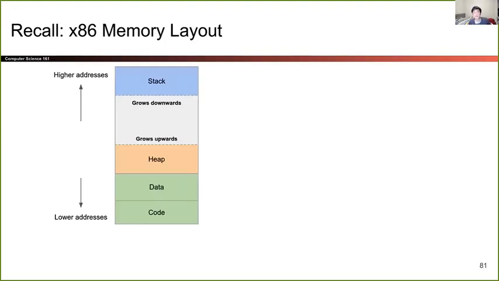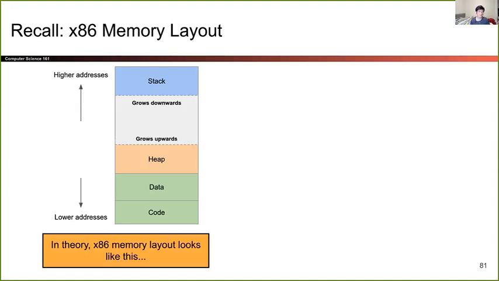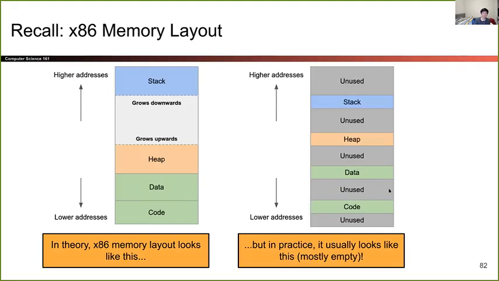In the standard x86 memory layout, we have these segments of memory. In theory, it looks like this, but in fact, there are really, really large gaps between the segments of memory. There's maybe a gigabyte between, say, the heap and the stack, and there are gaps between other segments as well. So in fact, these are really just small slivers of a giant 4 gigabyte address space in 32-bit.